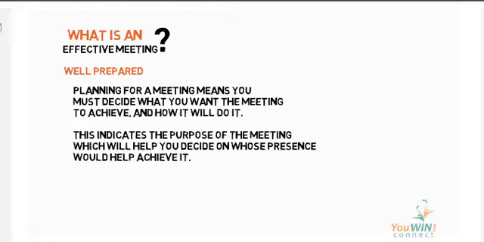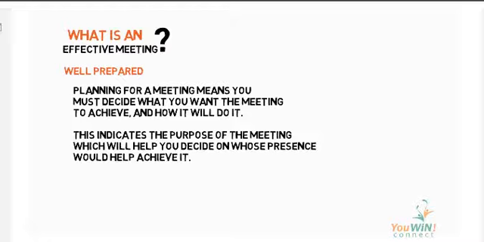Planning for a meeting means you must decide what you want the meeting to achieve and how it will do it. This indicates the purpose of the meeting, which will help you decide on whose presence will help you achieve it. A meeting that is scheduled to take place during the periods of holidays, annual leaves, important events such as conferences or football matches is not well timed. Your meetings need to be held at the best time.